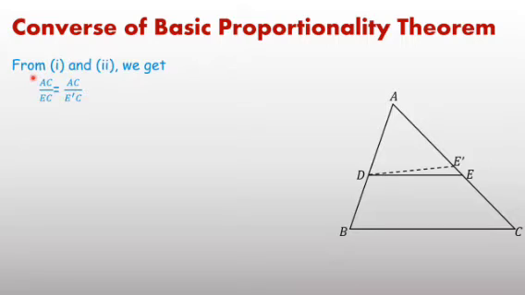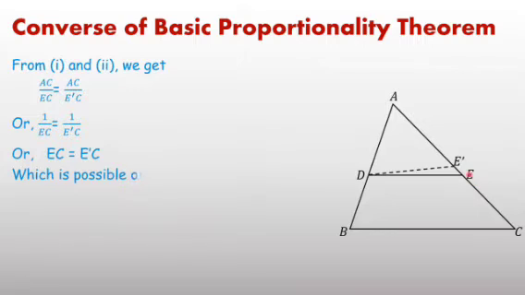AC cancels out on both sides. The next step: 1 upon AC equal to 1 upon E dash C. Taking the reciprocal on both sides, AC equal to E dash C. EC equal to E dash C means there are 2 points on AC, E dash and E, which are equidistant from C, which is possible only if E dash and E coincide with each other.